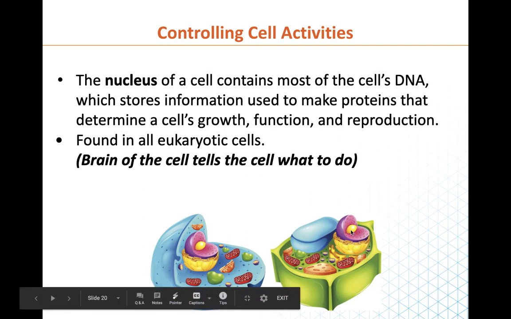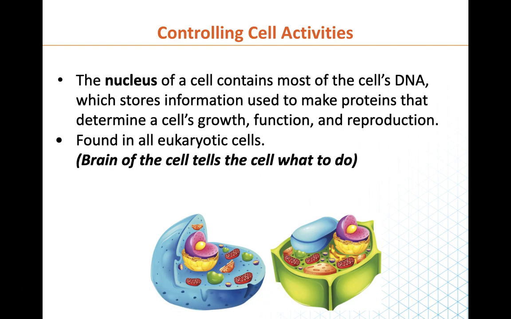This DNA is basically what controls the cell, because depending on what part of the DNA is activated, you're going to have different activities happening in the cell. This is because DNA codes for proteins. So if I want a specific activity to happen in the cell, I need to activate a certain part of the DNA, which will create a specific protein, which will go on to do a specific job.